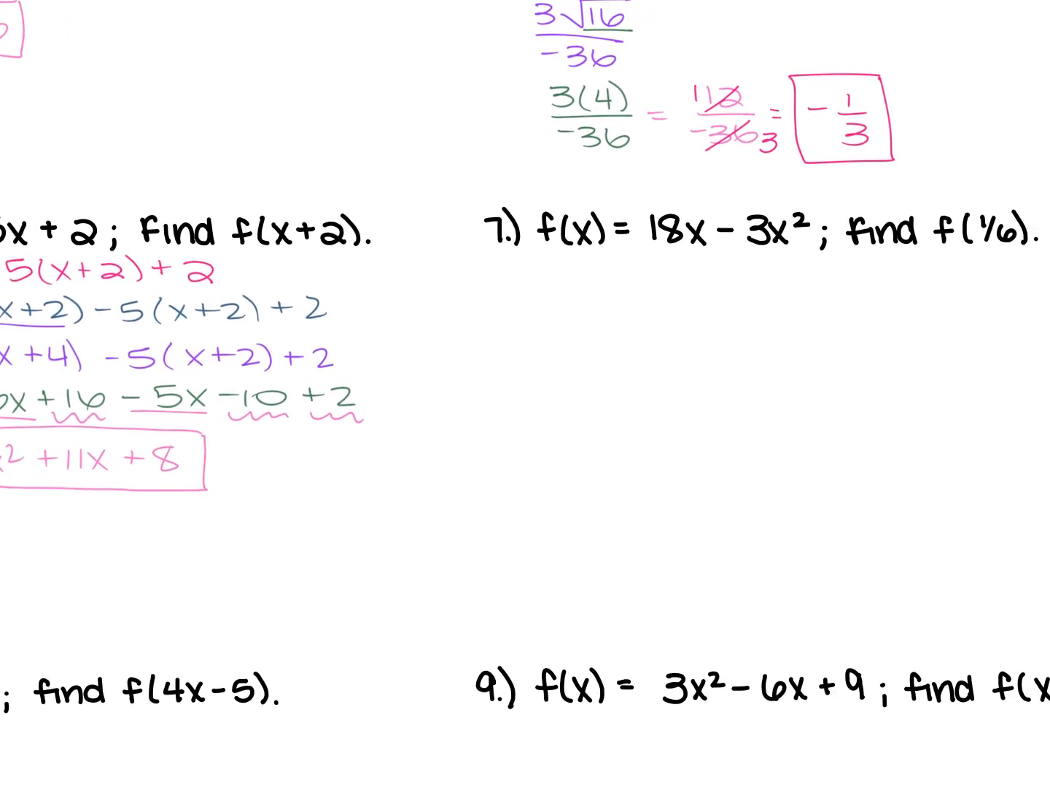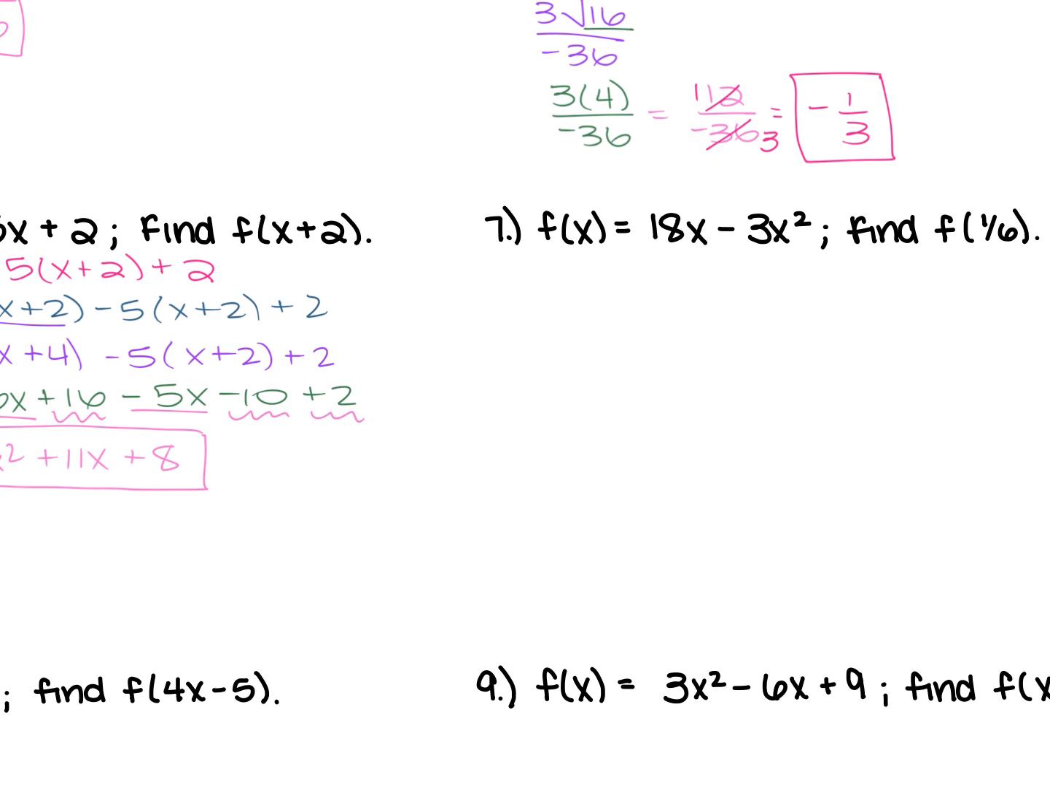For number 7, you have f of x is equal to 18x minus 3x squared. You're finding f of 1/6. So that's going to give you 18 times 1/6 minus 3 times (1/6) squared. The (1/6) squared is what you'll do first. So you'll have 18 times 1/6 minus 3 times 1 over 36. From here, you'll multiply, so that's going to give you 18 over 6 minus 3 over 36. The 3 over 36 simplifies to be 1 over 12.